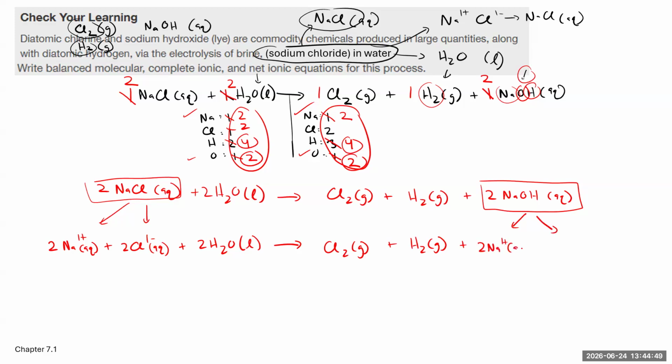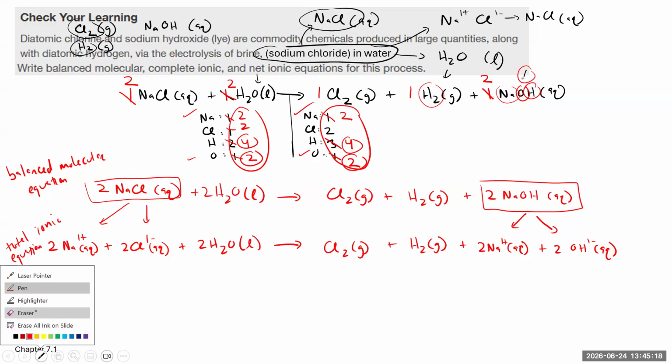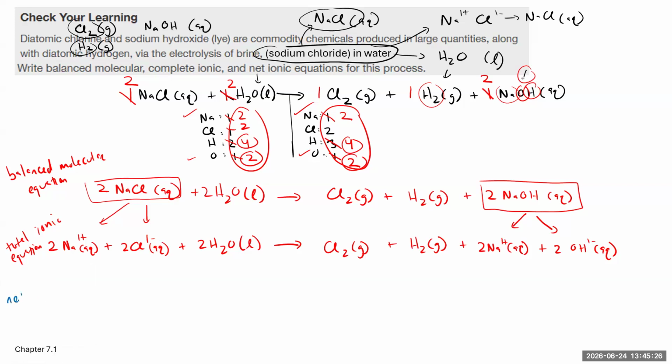2Na1 plus aqueous plus 2OH1 minus aqueous. This is the balanced molecular equation. This is the total ionic equation. Now what we need to do is let me get a blue pen, is the net ionic.